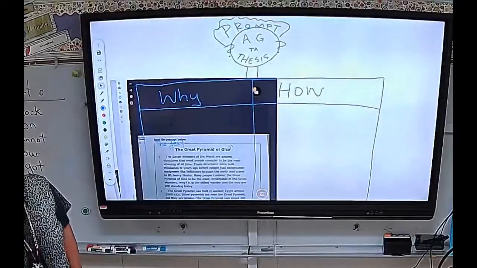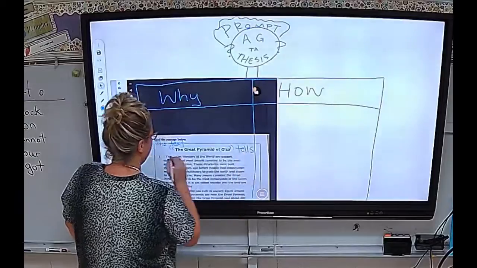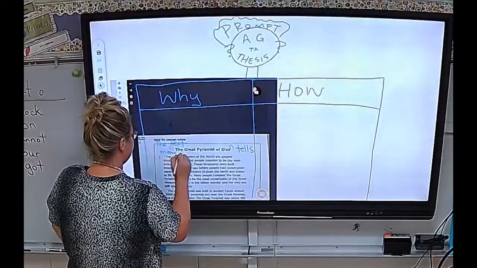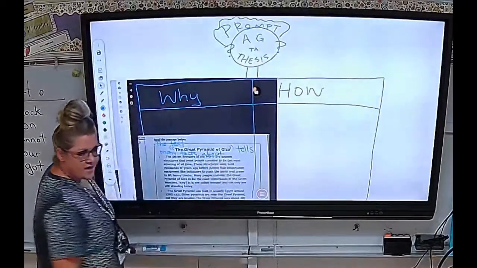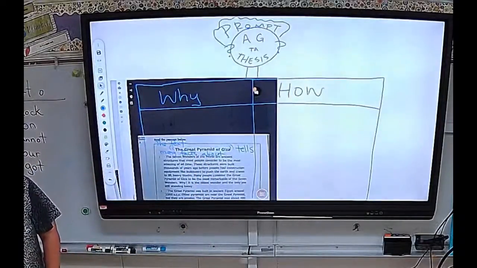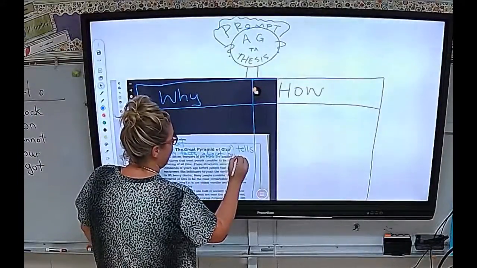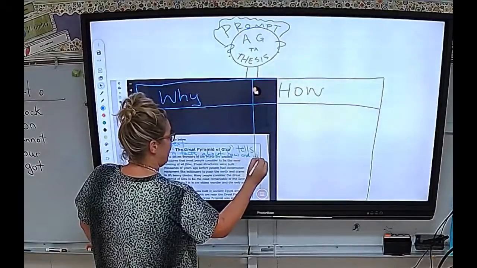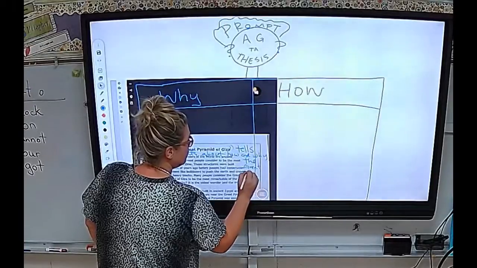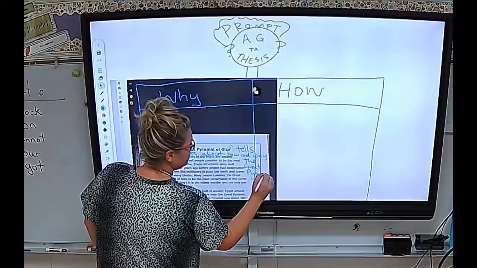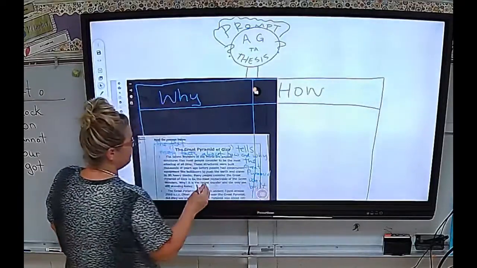Tells many facts about. And what does it tell many facts about? How and why the Egyptians built it. Very good. About how and why the Great Pyramid was built. I love that.